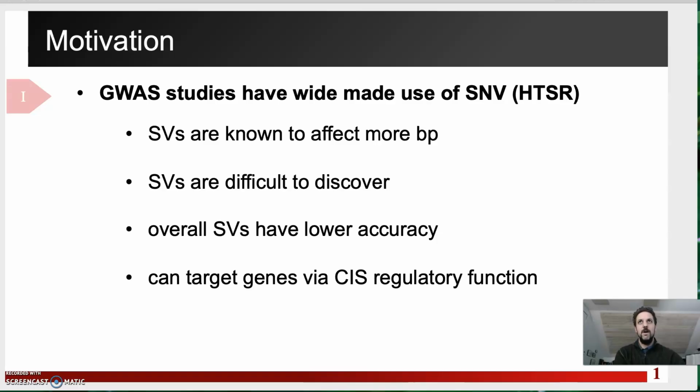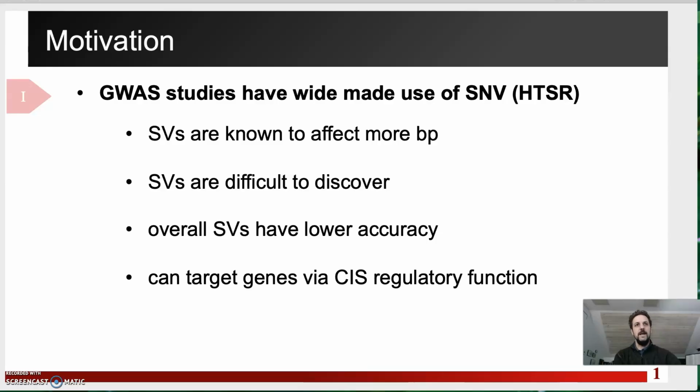The motivation for our work was that The Cancer Genome Atlas and the Kids First data portal, GWAS studies have generated high throughput short reads, the Illumina paired end data, and they've used it to do successful single nucleotide variation. But not as many of those studies have done structural variant analysis.